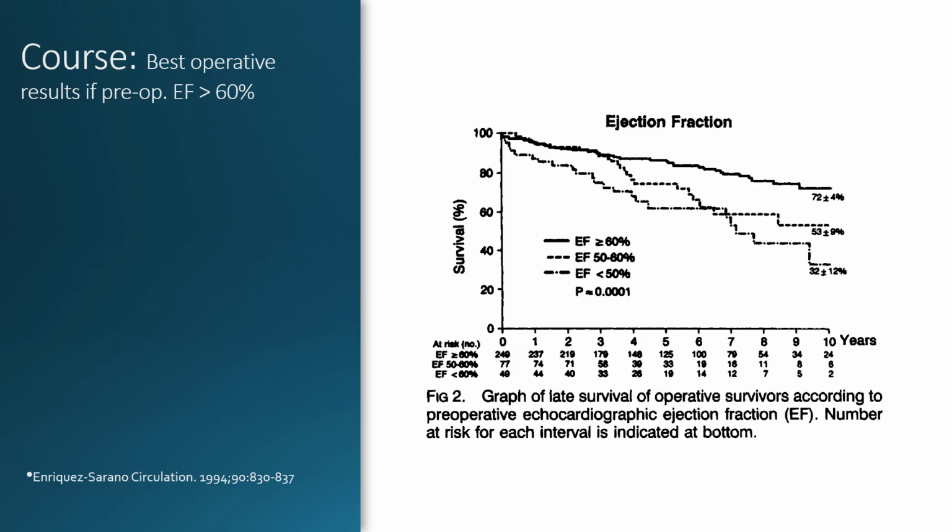Look at the curve on the right. Look at survival. The highest survival is for those whose ejection fraction is more than 60%, the thick black line. The dotted lines in the middle and the lower line are people with lower ejection fractions. So the lower the ejection fraction when you send the patient to surgery, the poorer the outcomes they will have post-op.